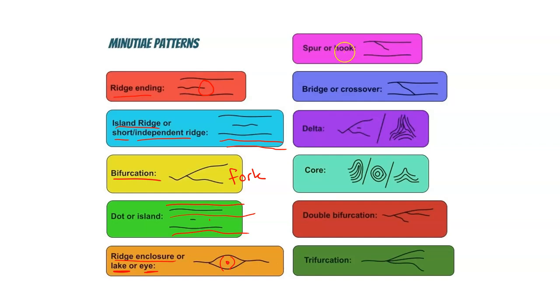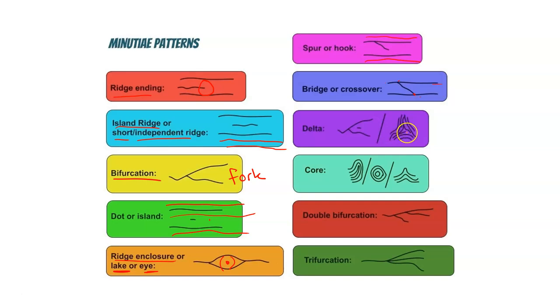Okay? A spur or hook is when you have individual continuous ridges, but you have a kind of spur, or a short bifurcation, but that bifurcation doesn't stay continuous. It just forks off and then stops. You also can have a bridge or a crossover, which is when you have continuous parallel ridges that are connected with a diagonal bifurcation on one of the ridges, but it also comes together to the next or adjacent continuous ridge. And so it bridges between these two or crosses over between those two continuous ridge patterns.